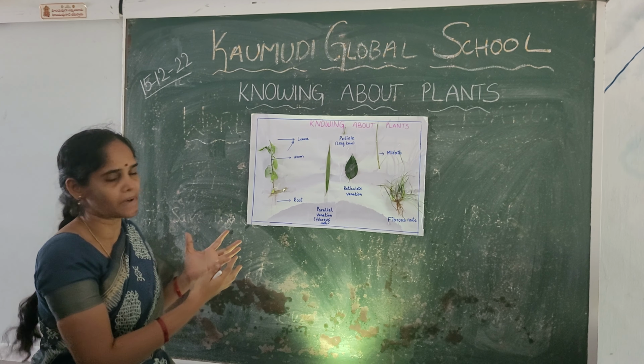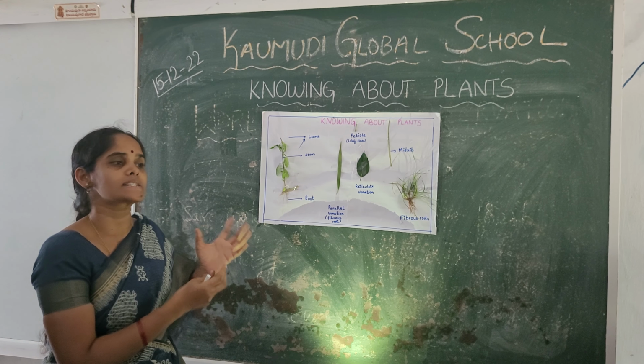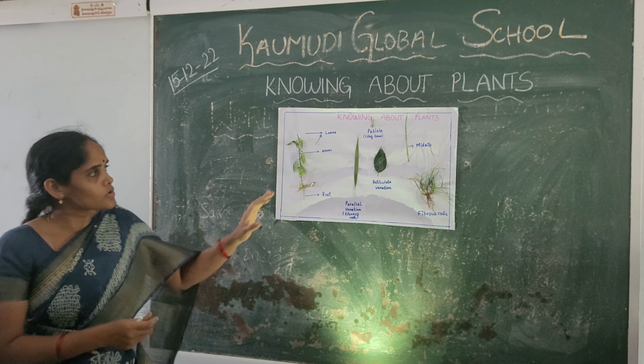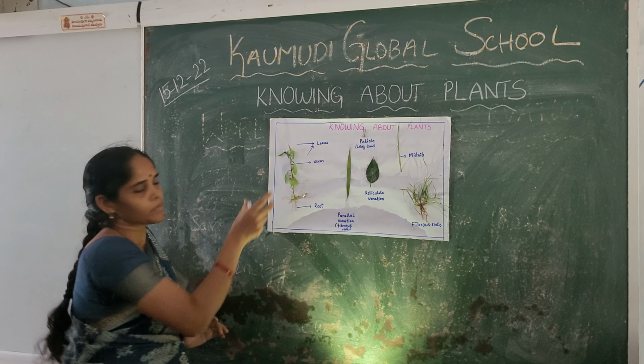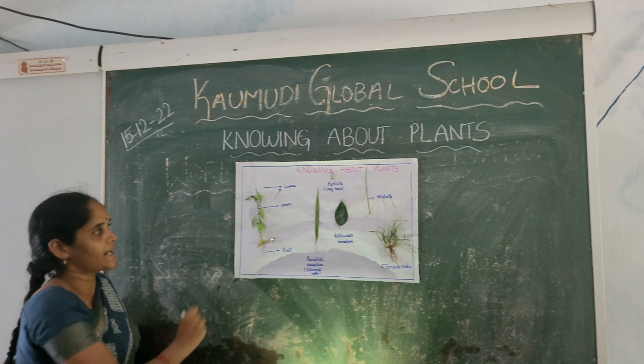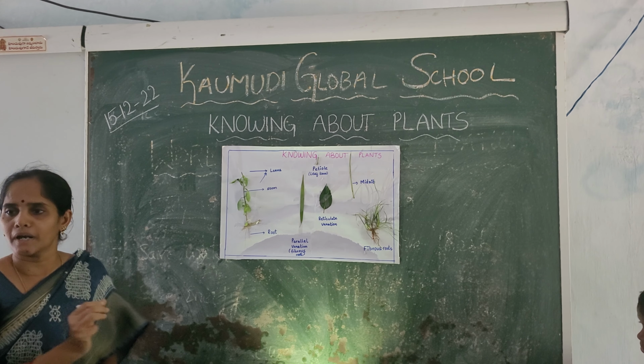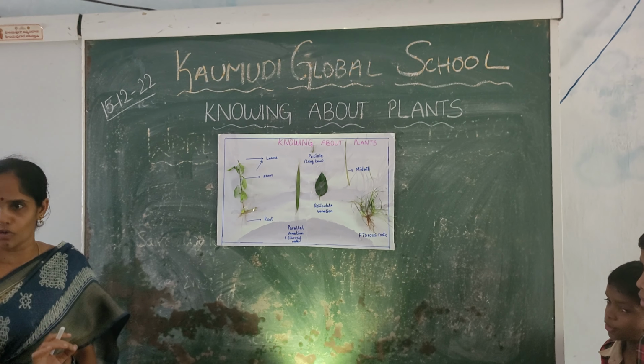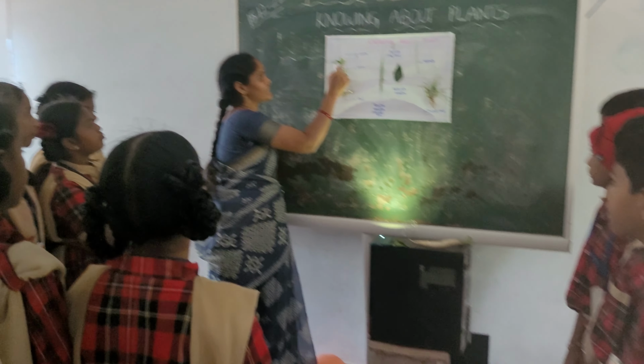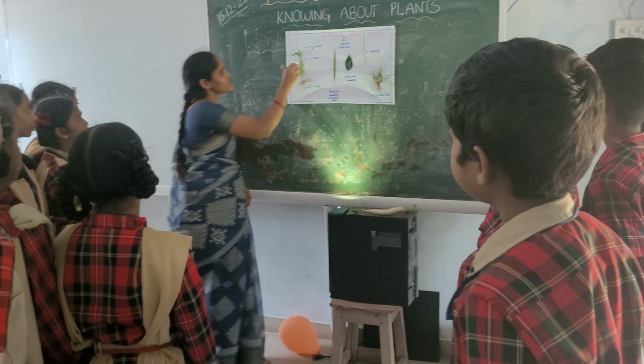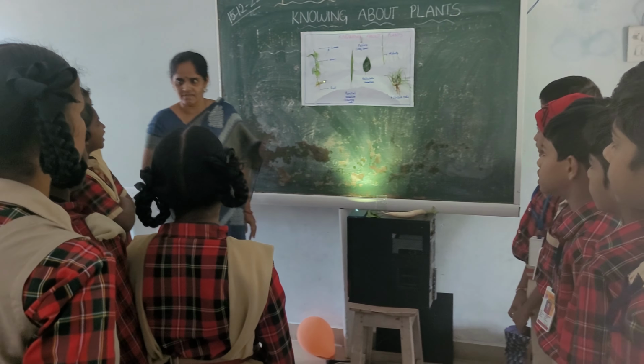What is there in the plants? So today we will learn some things about plants. This is an example of a plant. See, a small plant I have taken. There are three main parts. What are they? First one is roots. Next, stem and leaves. This is stem, root, and leaves.